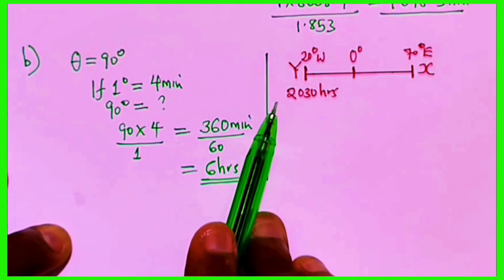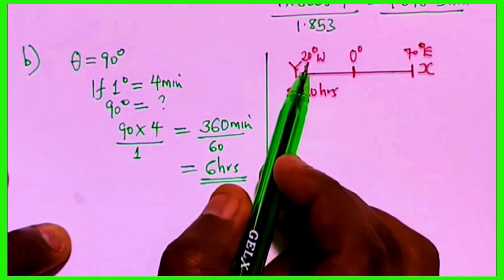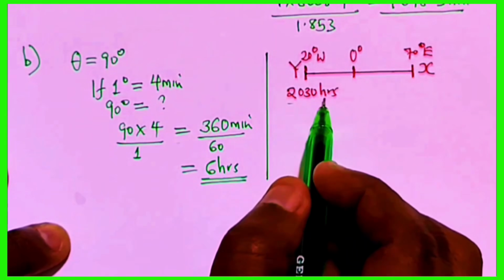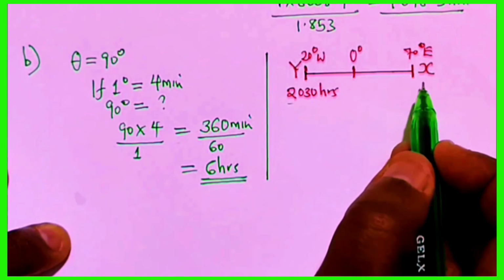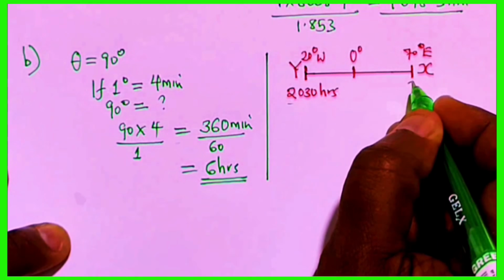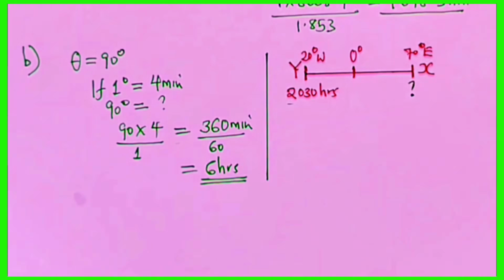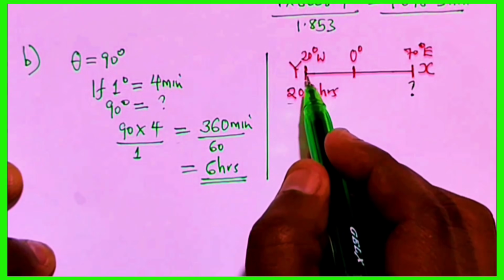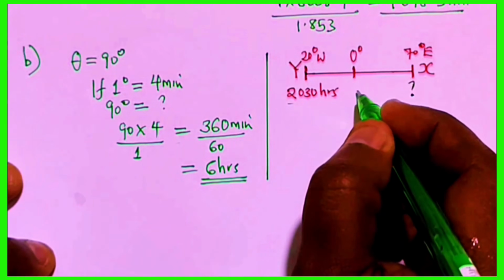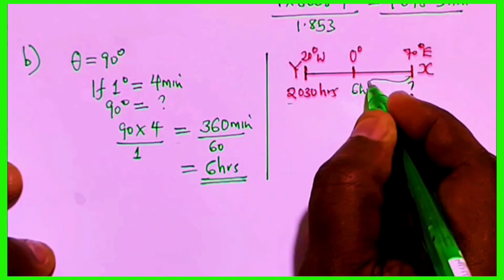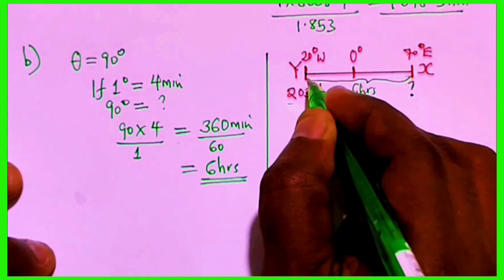So I've captured an illustration here. So this is the point Y, where the time is 2030 hours. We are looking for the point X, the time at the point X, which is 70 degrees east. So therefore, the difference in time between these 2 points will be equal to 6 hours. So this is the difference in time between those 2 points.